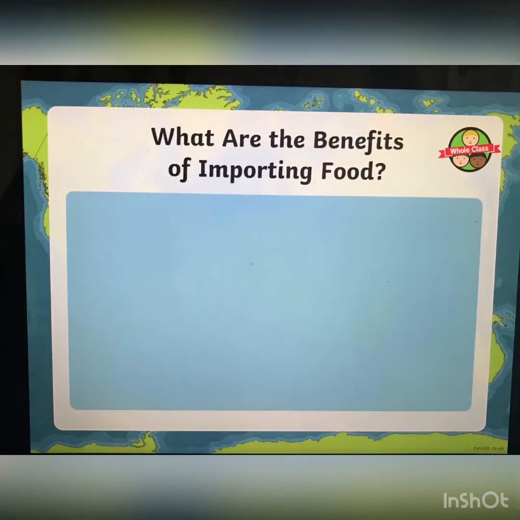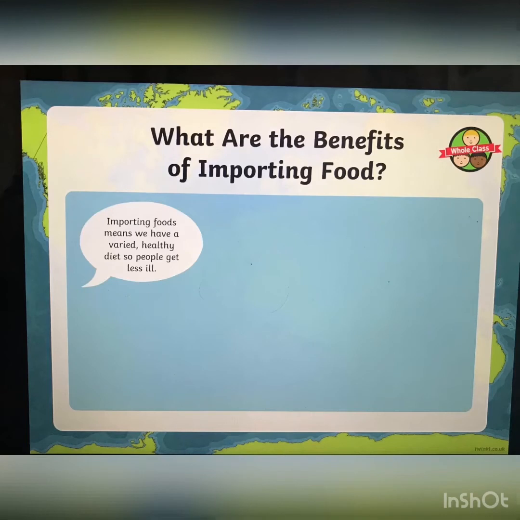So, what are the benefits of importing food? What's the big deal? Why can't we just eat the food that our country or city produces? Well, first, importing foods means that we have a lot of variety of a healthy diet so we don't get sick. If you know Mr. Mo is from Minnesota, and Minnesota is very cold. So in the wintertime, how can Mr. Mo get his oranges, bananas, and grapes to help him stay healthy?